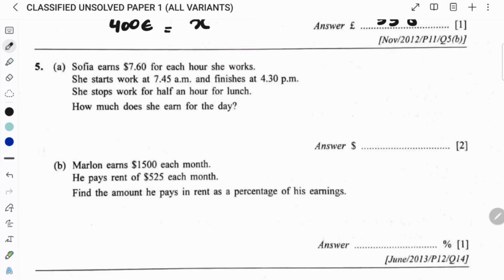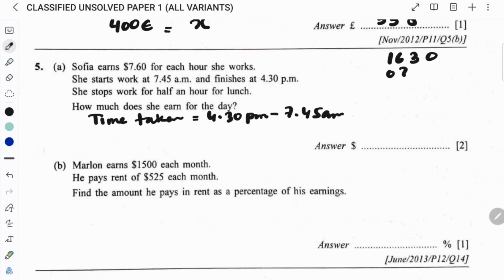Question number 5. Sophia earns $7.60 at each hour she works. Okay, 7.60 is the earning for 1 hour. She starts work at 7:45 a.m. and finishes at 4:30 p.m. Let's see how much time is taken. So the time taken is equal to starting at 7:45 and ending at 4:30. So what do we do? We just subtract 7:45 a.m. from 4:30 p.m. Okay, so 4:30 means 16:30.